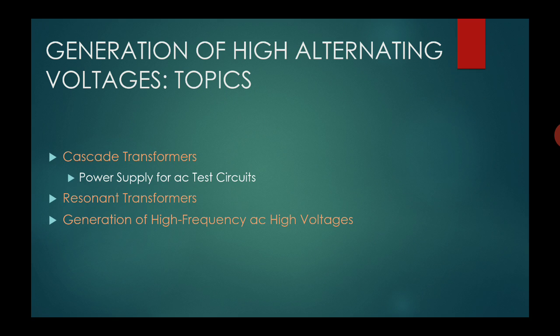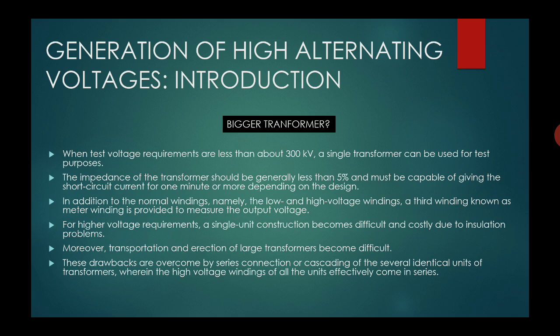Now the generation of AC high voltages is done through transformers. So we'll be talking about different kinds of transformers here. As an introduction to the generation of high AC voltages, sometimes we think whether a bigger transformer is required for the generation of AC high voltages, but using a bigger transformer has its disadvantages. So what are the disadvantages?